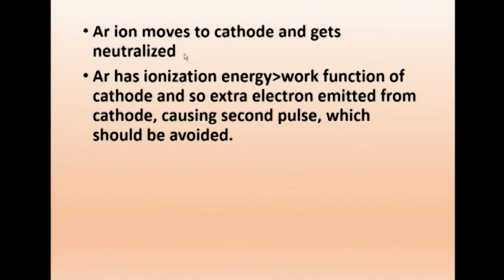So, we said it is moving. What will happen? It will move slowly. This electron will move very fast. This will move slowly, and then it will shield, stop the discharge, and it goes to the cathode, because it is a positively charged particle. It goes to the cathode, gets neutralized. It will become a normal atom, so it will be ready for the next pulse.